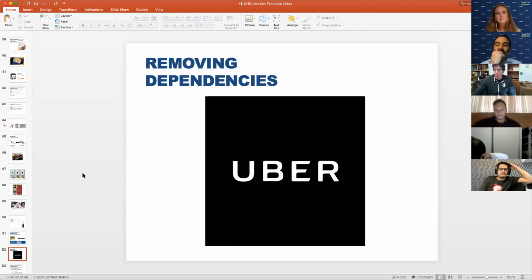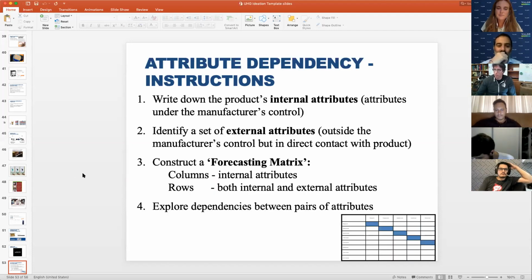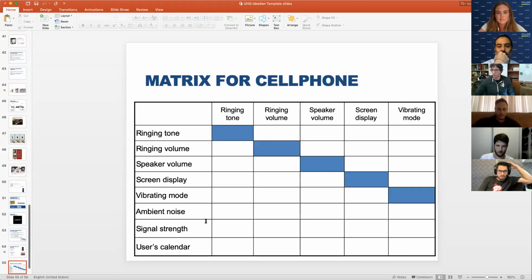Okay? So how do we do attribute dependency? Wow, I don't really have time to talk about it. Well, let me tell you in one sec, and then I'll leave it mysterious. You have your list of internal and external components, right? Put the internal components in the columns and in the rows, and then below them in the rows, put the external components.